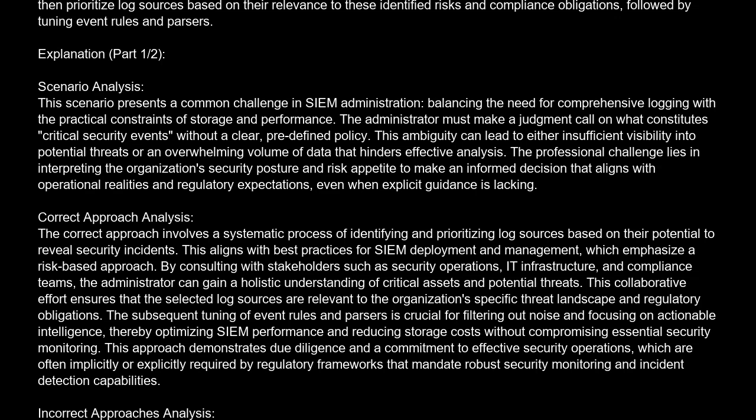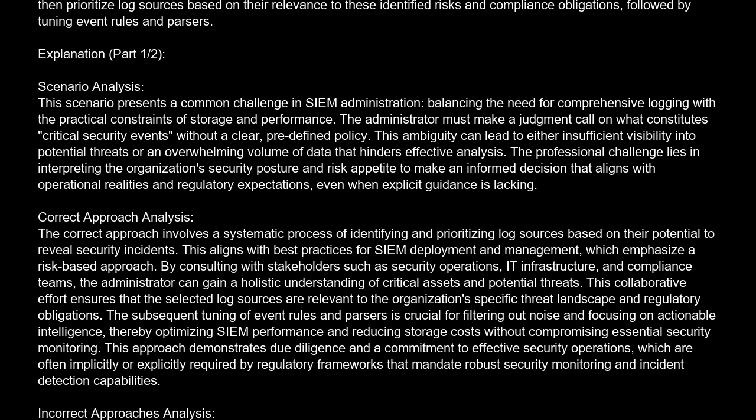The correct answer is A. Consult with security operations, IT infrastructure, and compliance teams to identify critical assets and potential threats, then prioritize log sources based on their relevance to these identified risks and compliance obligations, followed by tuning event rules and parsers. Explanation.